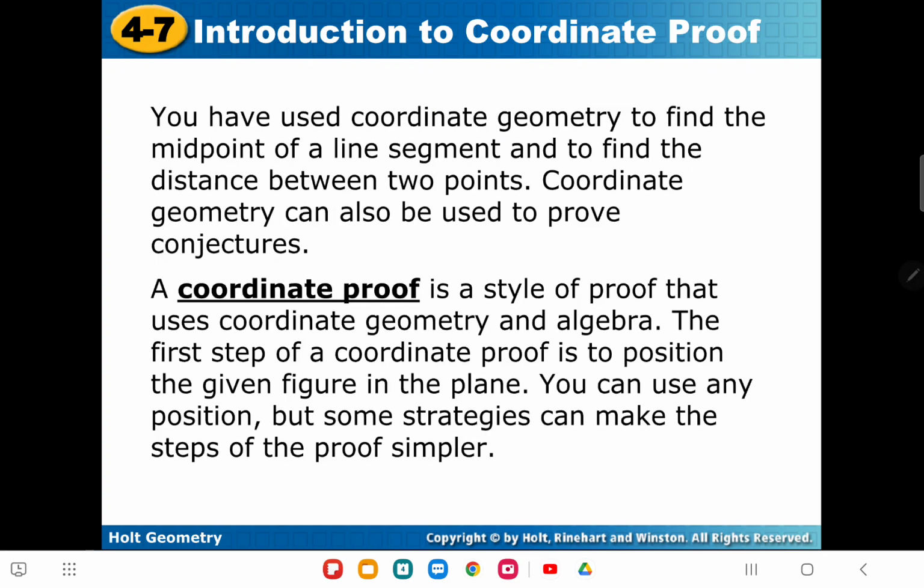Let's get started. Previous to this, you've used coordinate geometry to find the midpoint of line segments and distance between 2 points, but coordinate geometry can also be used to prove theorems and conjectures. The first step of a coordinate proof is to position the given figure in the plane. You can use any position you want, but with some strategies, it's going to make the steps of the proof simpler to do. And you want to be sure that you pay attention to what type of figure you have so you can utilize appropriate strategies.